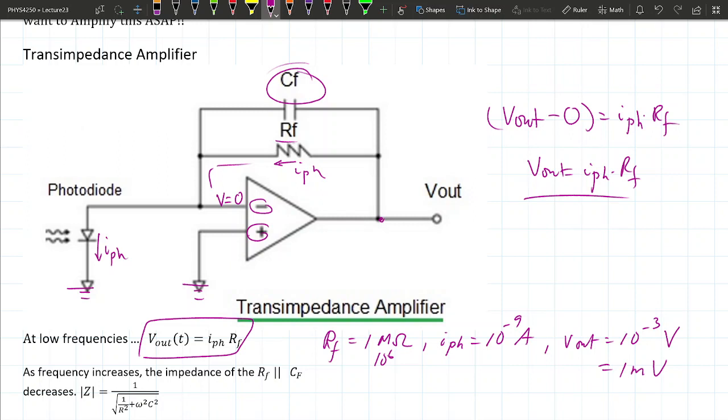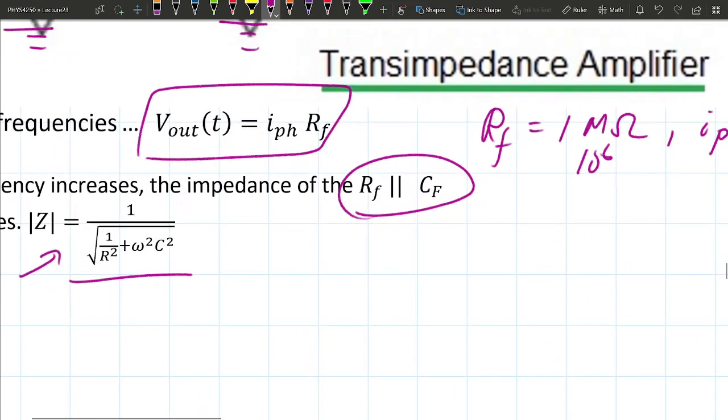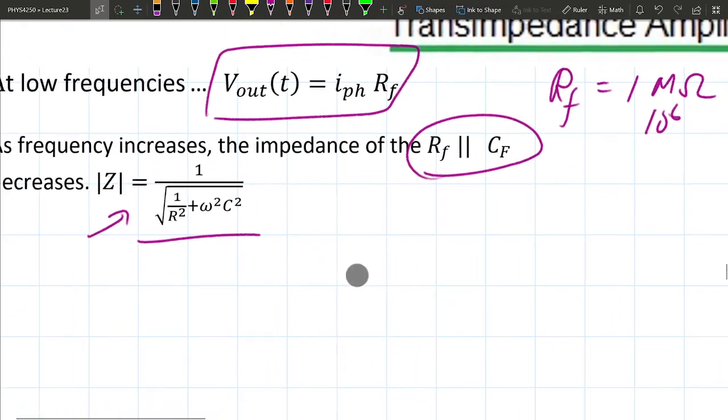Sorry, what was I talking about? Oh yeah. So these two devices are parallel to each other, and I'm not going to rederive it because it'll take like 5 lines of algebra. But previously we derived that if you have a resistor and a capacitor parallel to each other, the impedance of that is going to go as 1 over the square root of 1 over r squared plus omega squared times c squared.